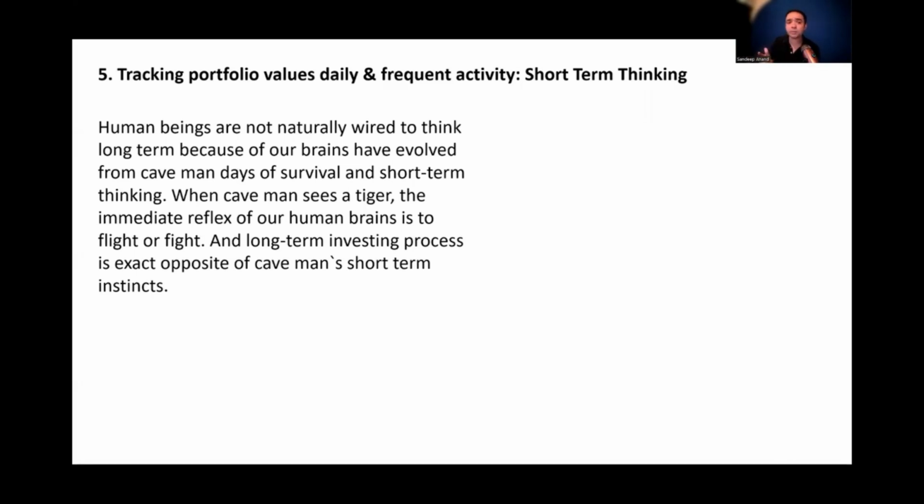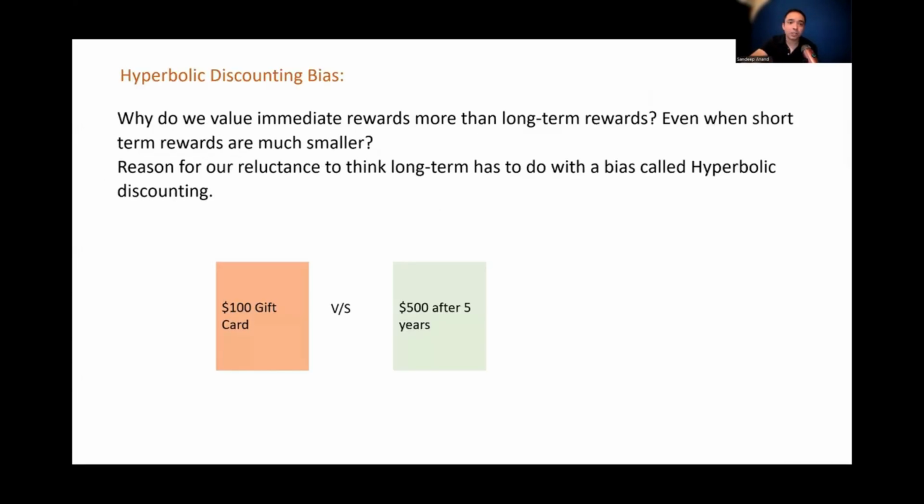And the long-term investing process is exactly the opposite of the caveman's short-term mindset or instincts, right? So that is precisely why the game of investing is so complex and complicated, because it is against natural human wiring, right? So there is a bias associated with why we do this. It's called hyperbolic discounting bias.